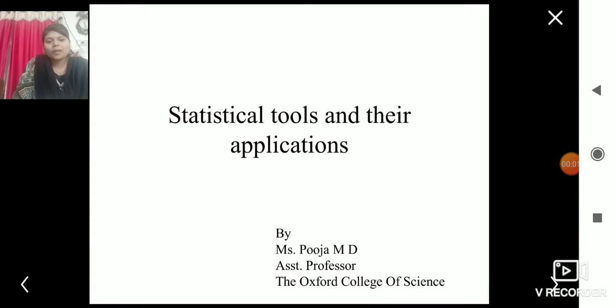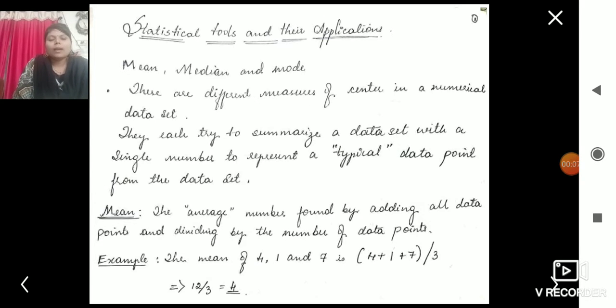Students, today's topic is statistical tools and their applications. In these tools we have mean, median and mode. For today's video, I'll be dealing completely with the mean. The rest of the videos will consequently cover the other tools. These are different measures of center in a numerical data set.